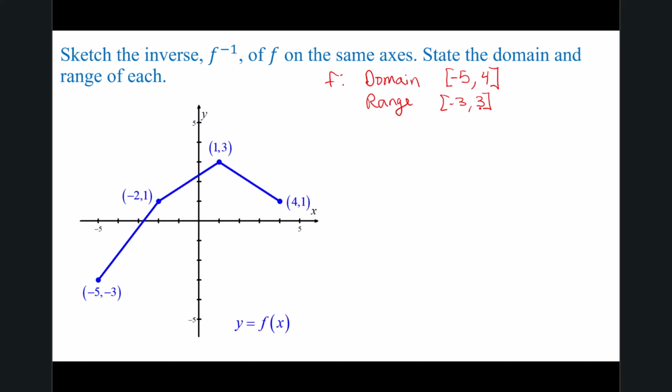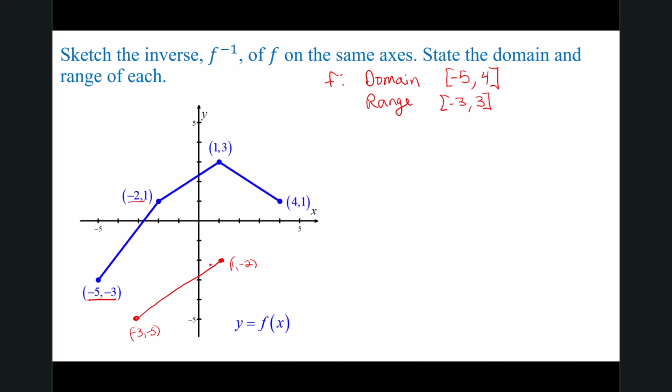So there's our domain and range of f. Now let's think about what f inverse might look like. To graph the inverse of this function, I'm just going to switch all the x's and y's. So for this point, I have the point 5, -3, which means the inverse has the point -3, -5. So here's the point -3, -5. Let's go to the point -2, 1. So the inverse will have the point 1, -2. So here's the point 1, -2.